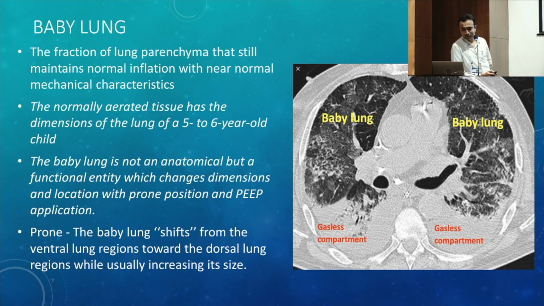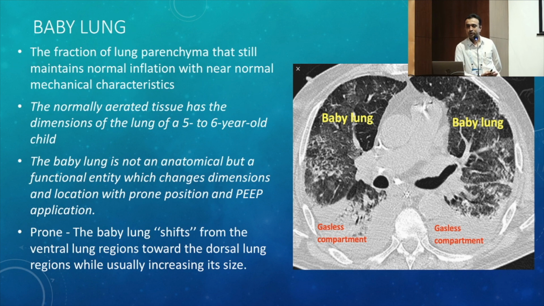So what it really means is that part of the lung which is actually taking part in the gas exchange and which has normal, or near normal, mechanics. And it's called baby lung because this size of the lung is just like the size of a lung in a kid who is 5 to 6 years old. That's why it's called baby lung. And it's not an anatomical definition.